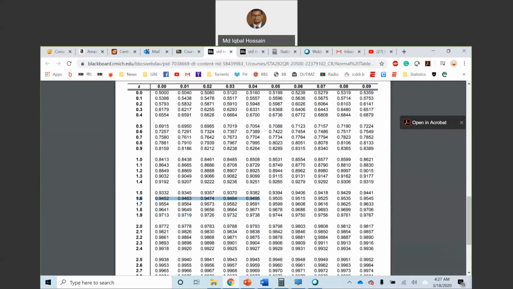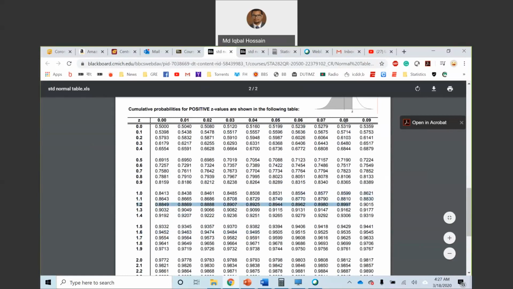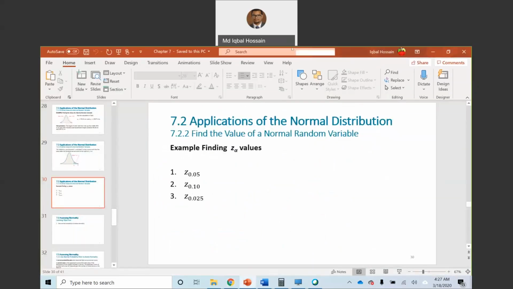So 0.9 is, okay, this value is pretty close to 0.9, right? That's why we're taking 1.28. So from here, for this point, we are taking the value as 1.28. Then in the same way, we have to calculate the value for z 0.025.